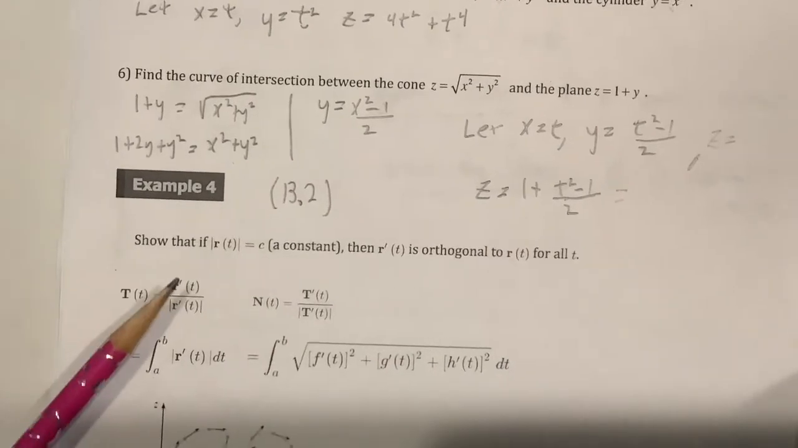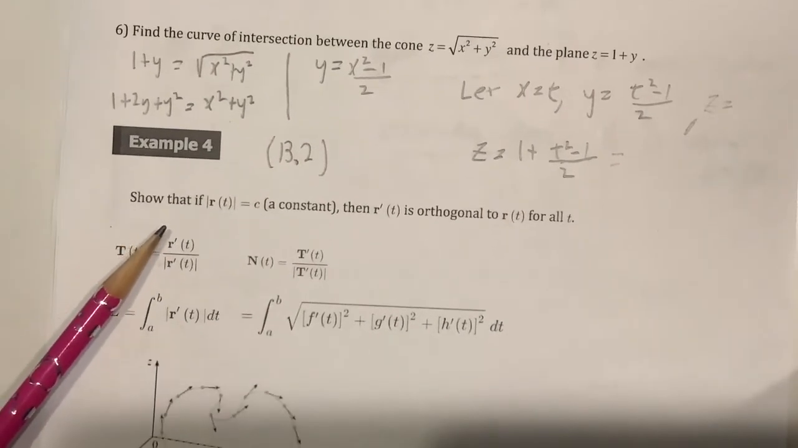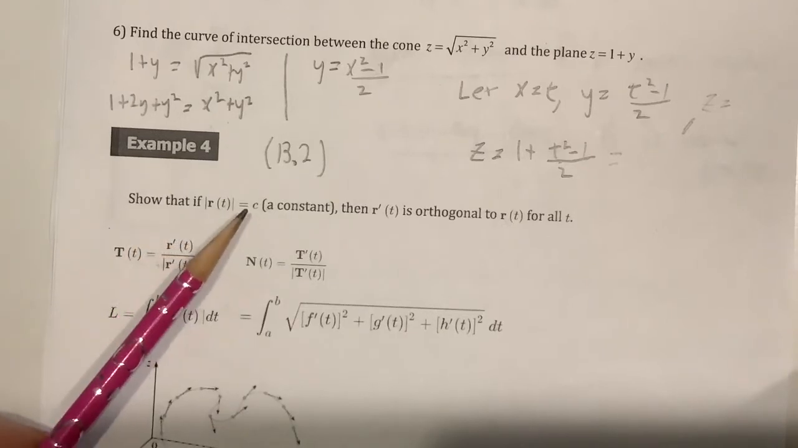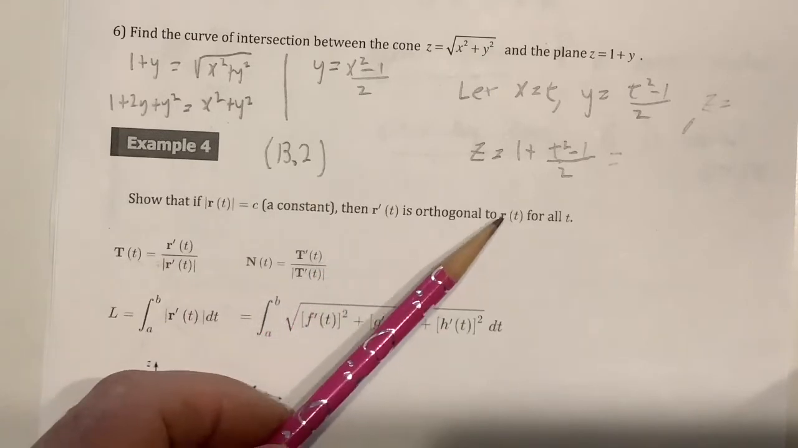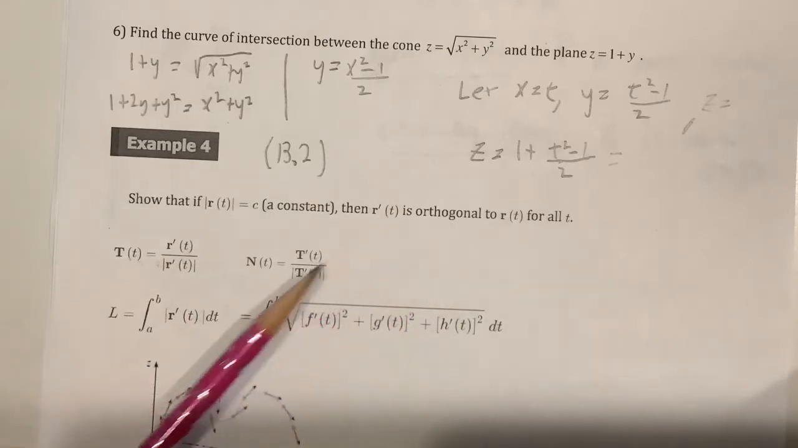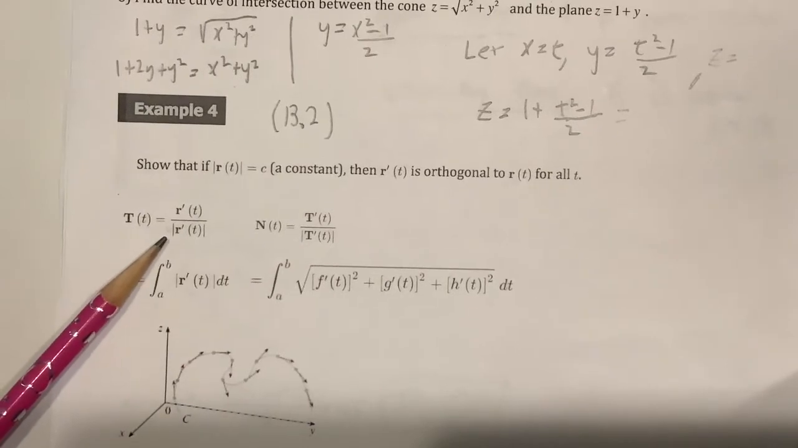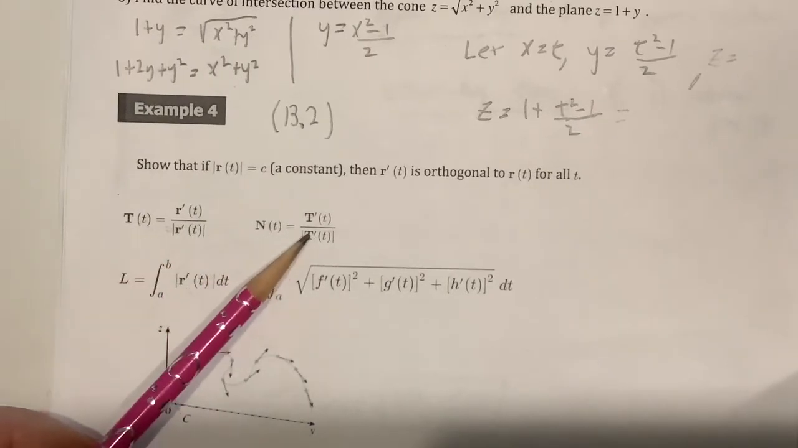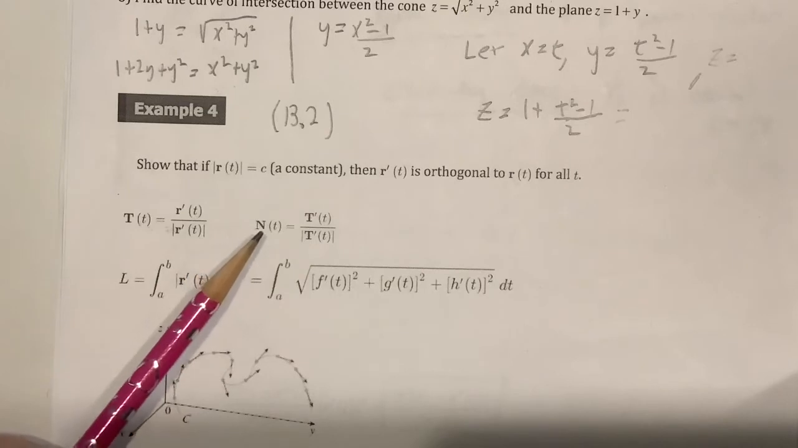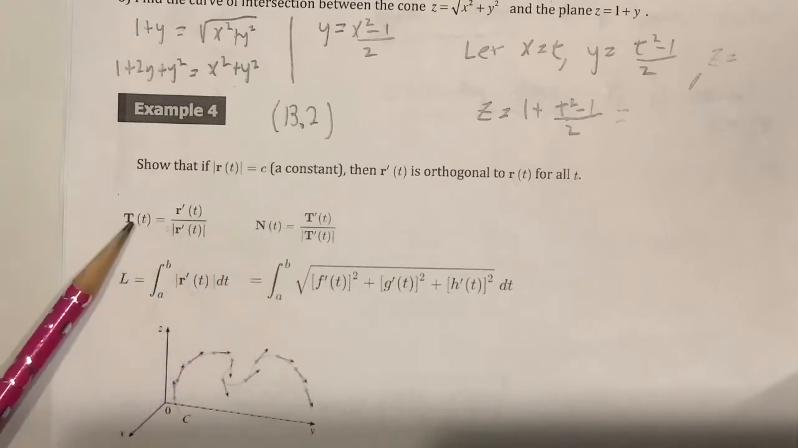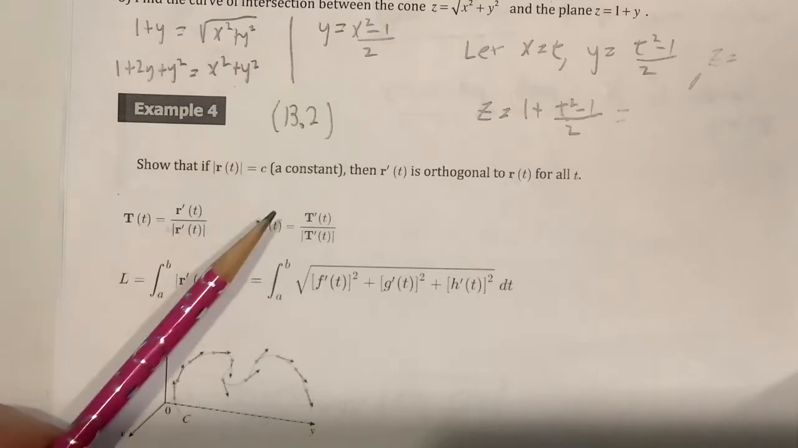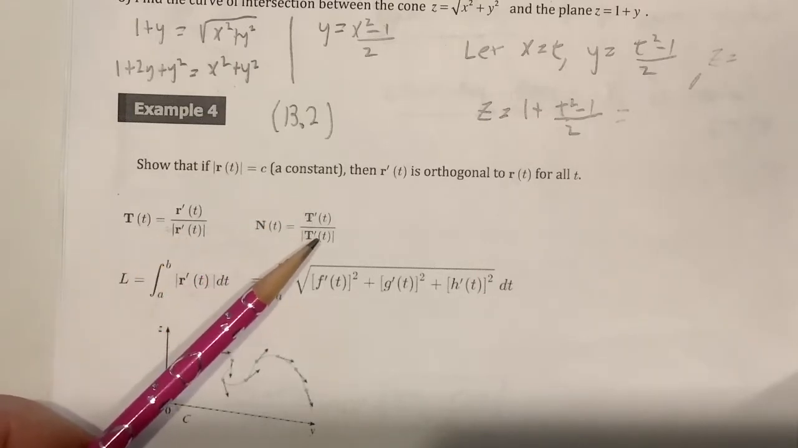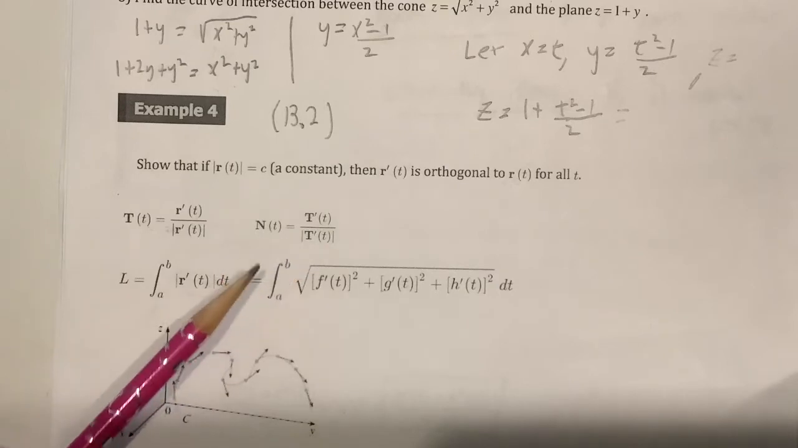Let's see, and in addition, this particular example in 13.2 is really important. It should have been a theorem. It says that if a vector valued function has constant magnitude, then r will be orthogonal to r prime. So for example, if this is the unit tangent vector, and this is the unit normal vector, you can tell that T is orthogonal to N, because T has constant magnitude. So T is actually orthogonal to T prime. And N is just the unit vector in the direction of T prime, so they are orthogonal.